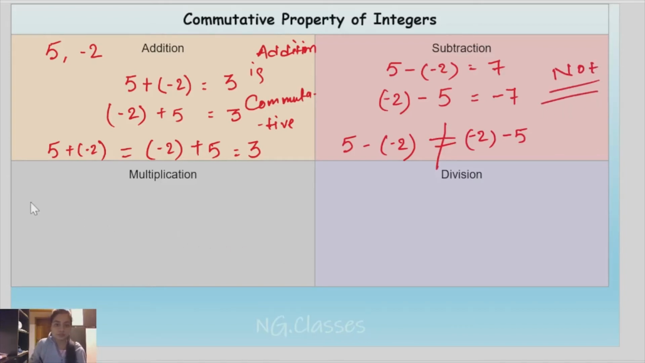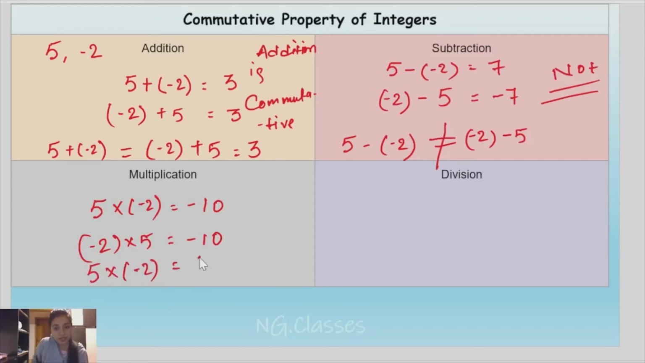Okay. Now let's check for multiplication. 5 into minus 2. It will be minus 10, right? What about minus 2 into 5? This will also be minus 10. So 5 multiplied by minus 2 is same as minus 2 multiplied with 5. If I am changing their places, answer is same. So multiplication is commutative for integers.